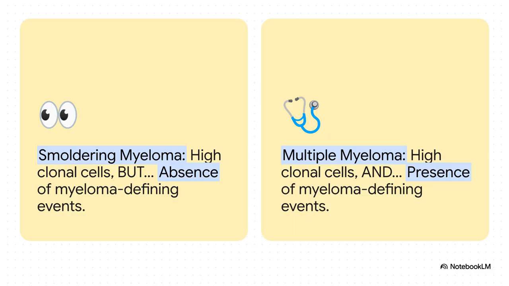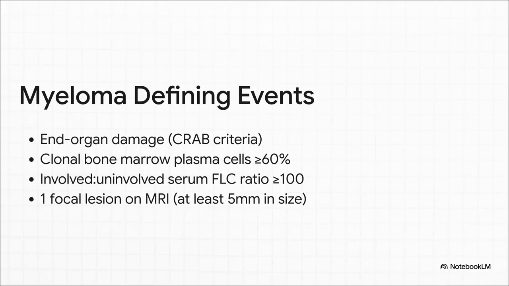So what exactly are these events? Here they are. First, you've got the classic clinical stuff, the end organ damage we all know from the acronym CRAB. That's high calcium, renal failure, anemia, and bone lesions. But what's really, really critical for a modern diagnosis are these next three biomarkers: a bone marrow that's just stuffed with over 60% plasma cells, a free light chain ratio over 100, or specific findings on an MRI. The key takeaway here is that just one of these, even without any CRAB symptoms, is now enough to call it multiple myeloma. And that's a game changer because it allows for much earlier treatment.